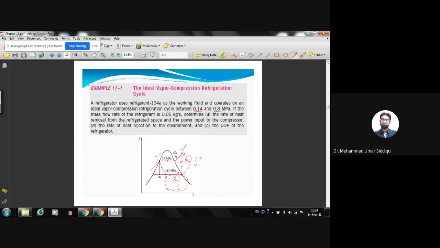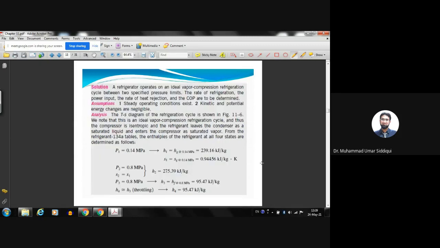And the rate of heat rejection to the environment. The amount of heat rejected to the environment will be the amount of heat rejected by the condenser. So that will be QH here. And the COP of the refrigerator. Obviously, COP is the efficiency that we need to determine. So let's start the solution.